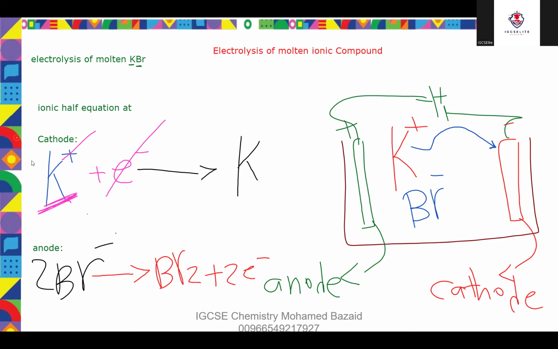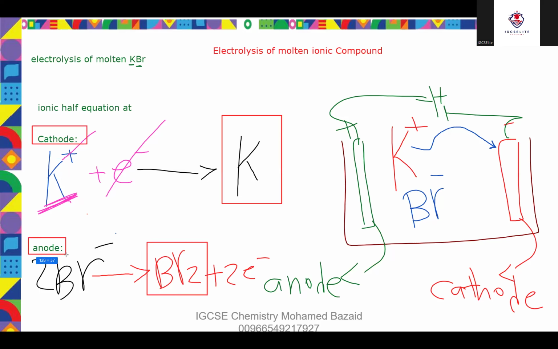What are the final products I have? Potassium at the cathode, bromine at the anode. So by electrolysis, what you did, you break down the ionic compound by electricity. You break down KBr into potassium and bromine. This is electrolysis of molten ionic compound.